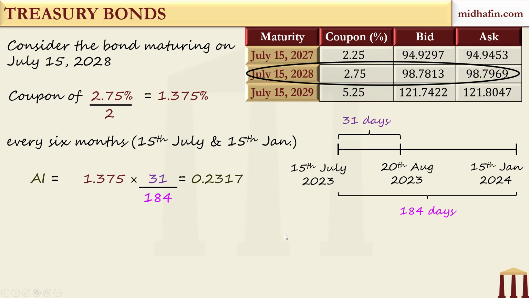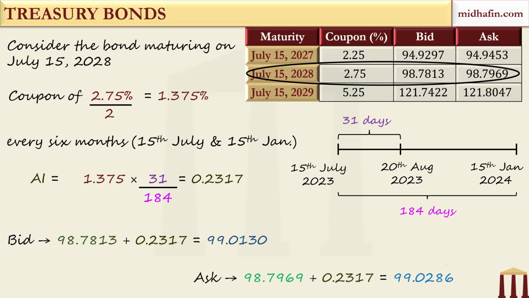Next, we calculate the accrued interest. Accrued interest is basically coupon, 1.375, times the number of days from the last coupon payment date to today, divided by the total number of days between the last coupon payment date and the next coupon payment date. Then we find that the number is 0.2317. And finally, the cash price is simply the bid price plus the accrued interest. That is the price at which the market maker will buy.